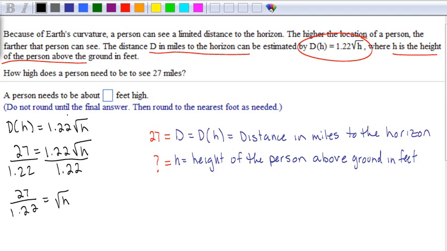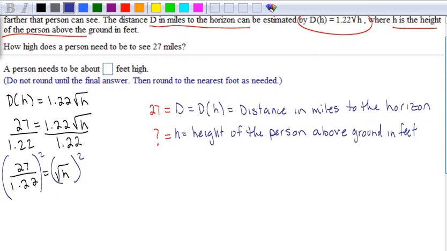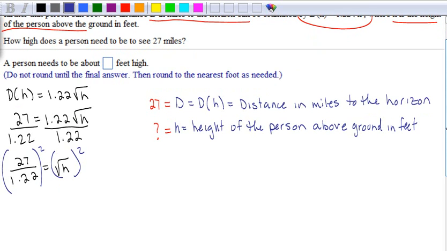Okay, what's our next step? Our next step is when we have a radical equation, we want to square both sides. So that's what I'm going to do next. I'm going to square the left, and I'm going to square the right. The right side, the square root of h squared, just becomes now h. The left side, I'm just going to rewrite the same thing.